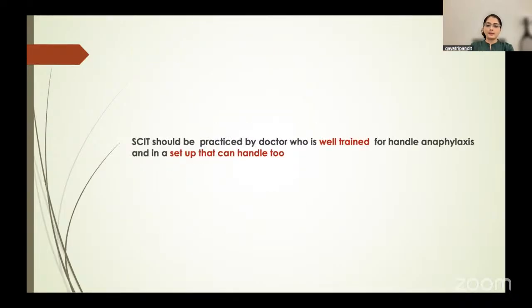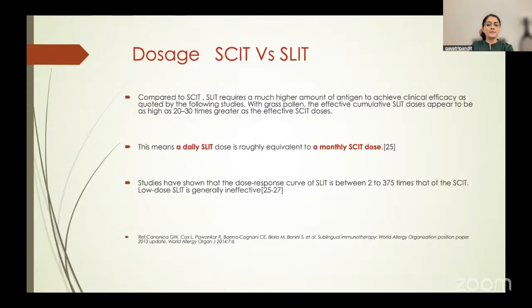SCIT should be practiced by a doctor who is well trained, sufficiently trained to practice SCIT and also to handle anaphylaxis. And he should practice in a setup that facilitates him to practice subcutaneous immunotherapy.